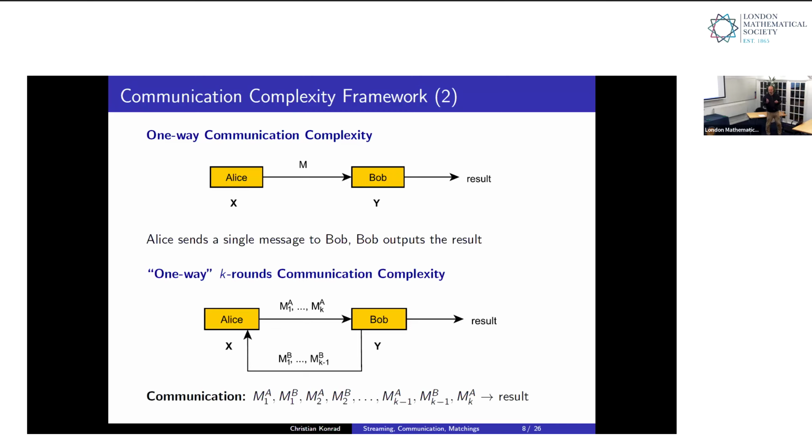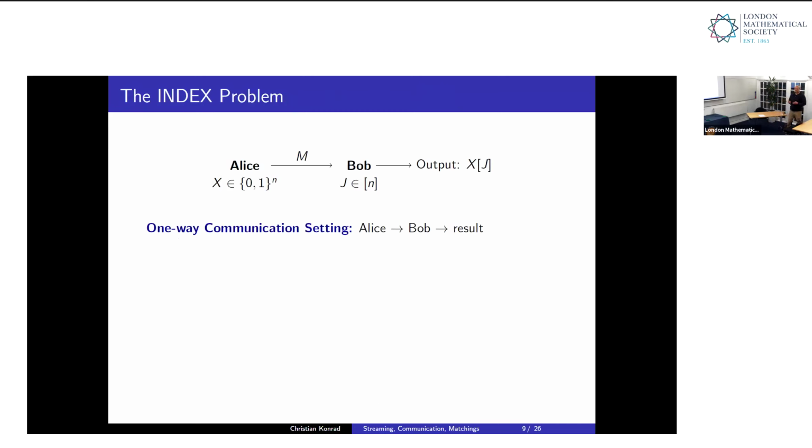Okay, but that's quite abstract, so let's look at an example. The example that will be relevant for us now is the index problem. It's a quite well-known problem in communication complexity, and it's extremely powerful for us to prove lower bounds for streaming. So let's look at it in more detail. Alice holds an n-bit string, so it's just a bit string of length n. Bob holds an index j, which is an integer from 1 to n. And the goal for Bob is to output the jth bit of x.